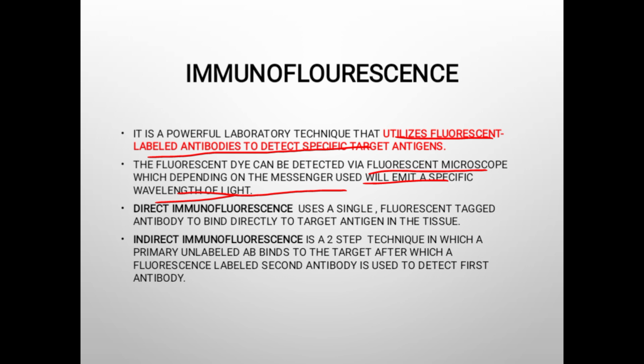Direct immunofluorescence uses a single fluorescent-tagged antibody to bind directly to the target antigen in the tissue, which means you use a single antibody. In indirect immunofluorescence, there are two steps: first, an unlabeled primary antibody binds to the target, after which a fluorescent-labeled secondary antibody is used to detect the first antibody. So you use the second antibody to detect the first antibody.